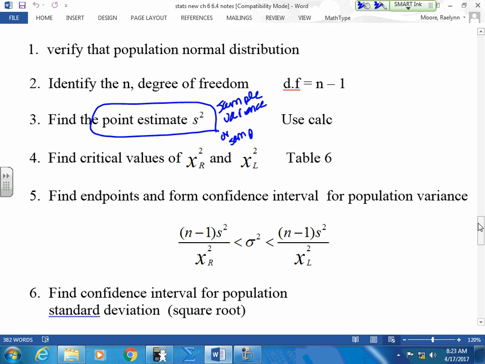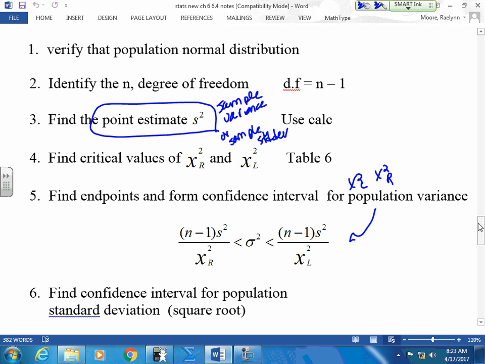Sometimes they give you a sample standard deviation. If they give you a sample standard deviation, then in the formula, you have to put the square next to it. If they give you the variance, you don't square it because it's already squared. You're going to find your endpoints. This is your x2L and x2R. And then you're going to plug everything into this formula. There's your interval for your variance.